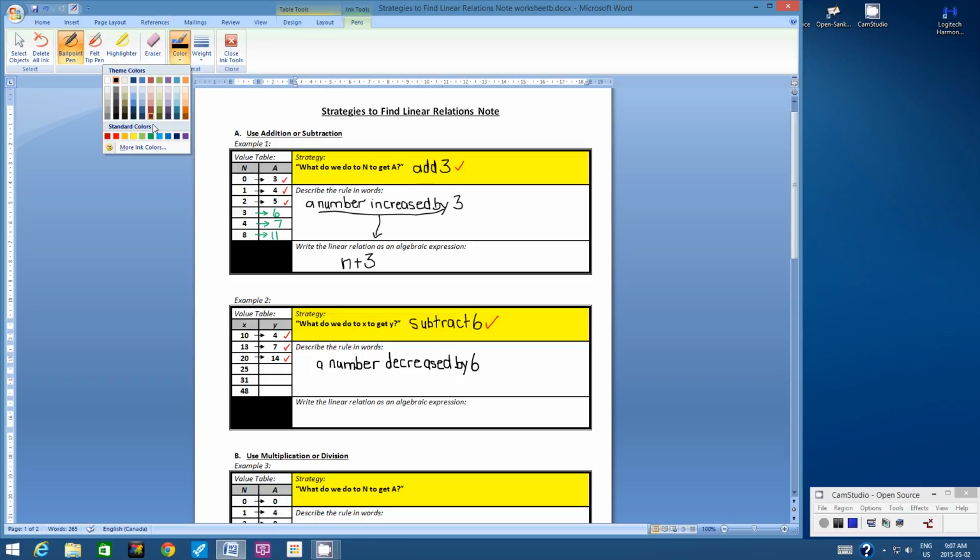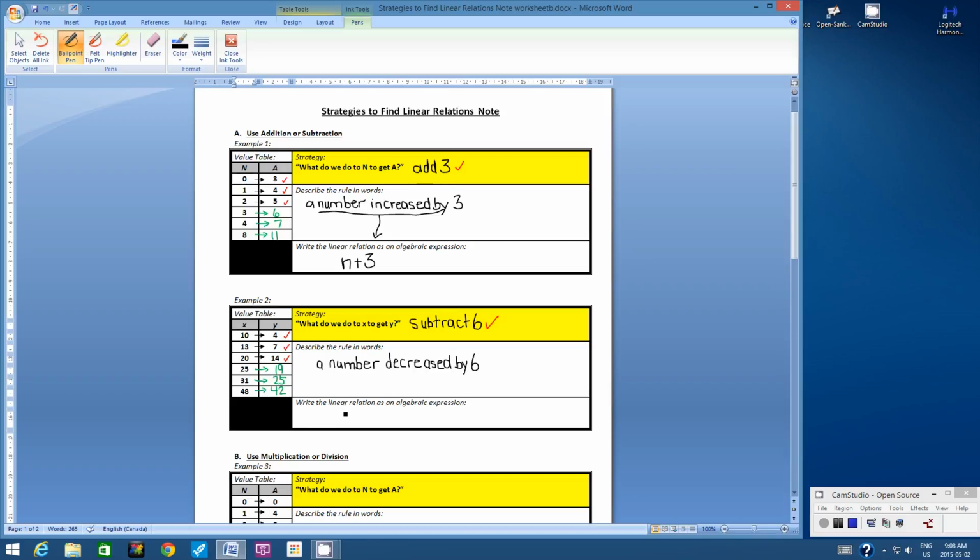Okay, so now that I know the rule in words, let's go back to the value table and figure out the rest of them. So 25 is a number decreased by 6. Okay, so what did you get? Actually, why don't you go in and fill all the rest of these in? Okay, so I hope you got these values for y. I got 19, 25, and 42. So in order to calculate those, remember at no time did I look down the column like this. I always went across. Okay?